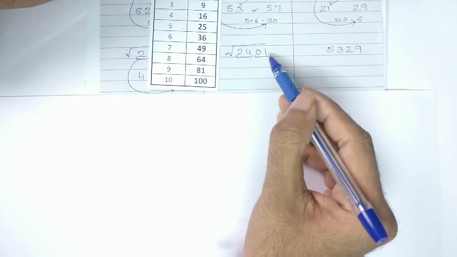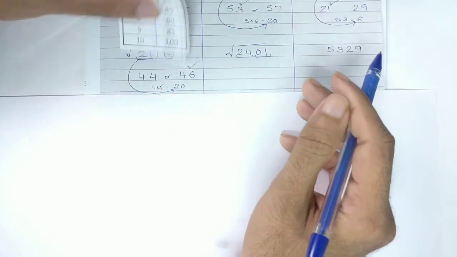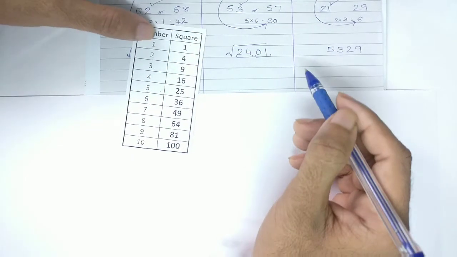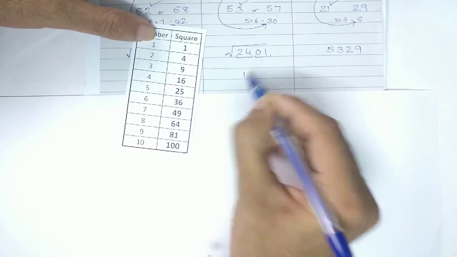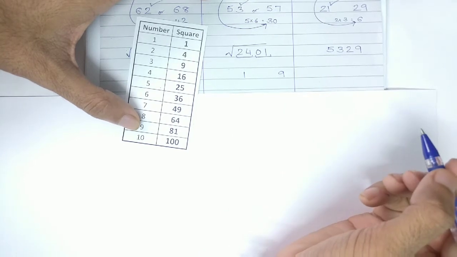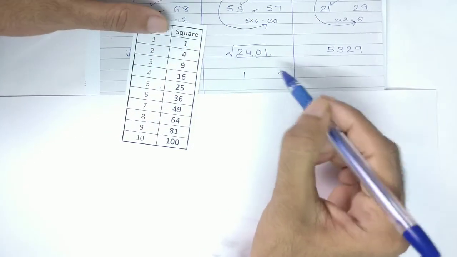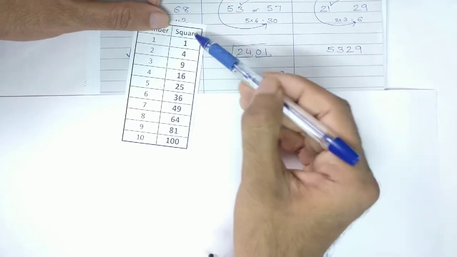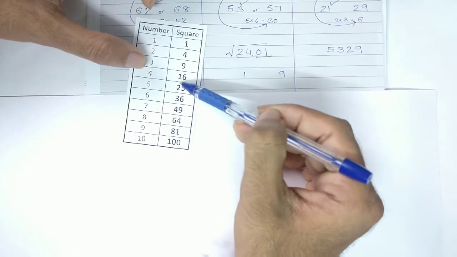So either the number is 1 itself, or it can be 9. So let me write those two numbers. Next, what I will do is look at this 24. Where will 24 fit in? 24 will fit in over here.